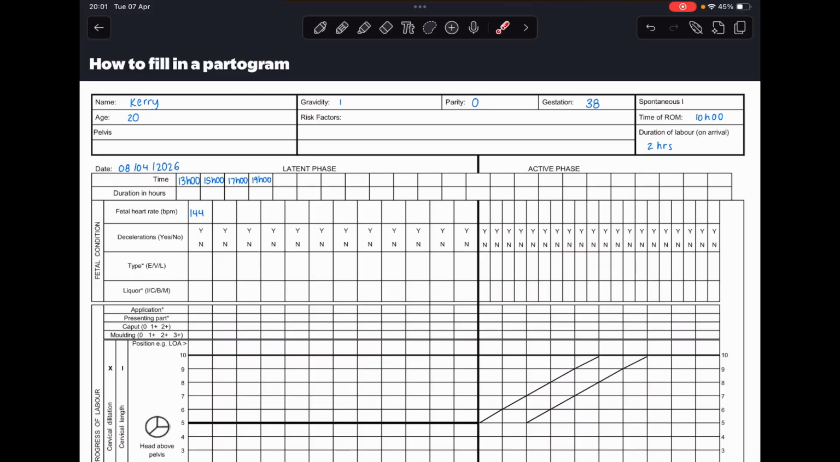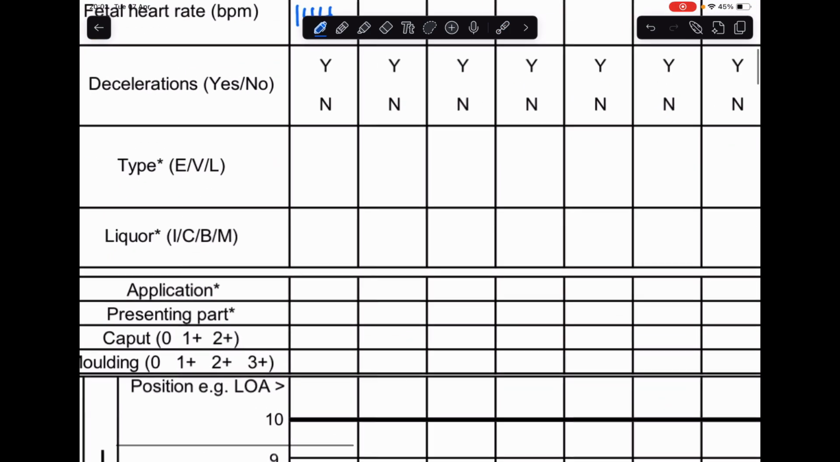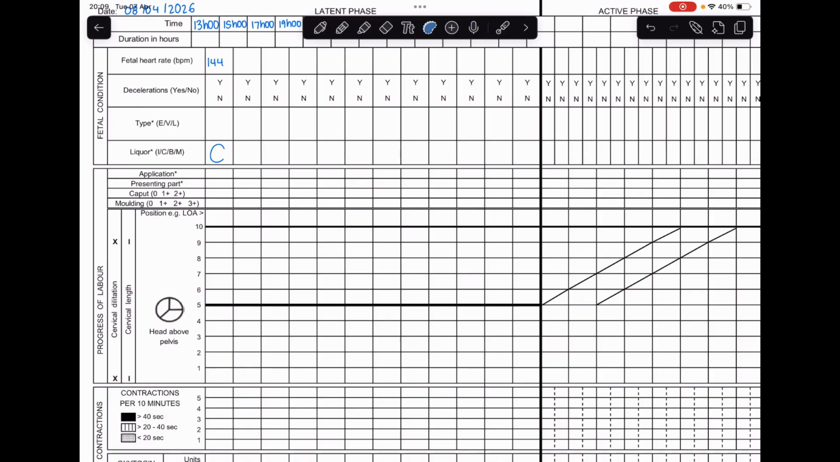Next, looking at the LICA, membranes can either be intact or, in this case, ruptured, where we will have to specify whether the LICA is clear, blood-stained, or meconium-stained. We will denote a C as it is clear in this case. The head was palpable 3/5 above the pelvis.